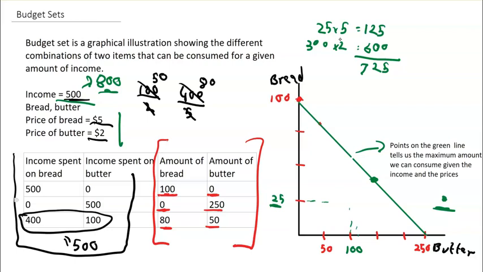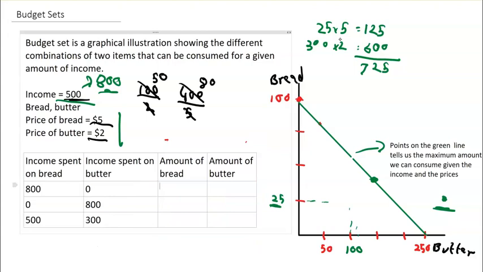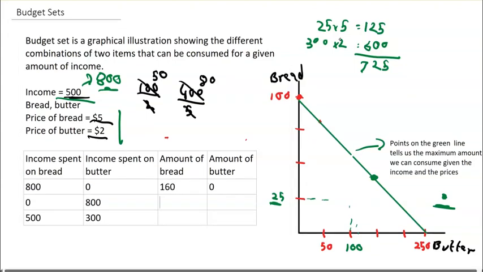So what will it look like? Now we have this number. If I spend all $800 on bread, now we are able to consume 160 units of bread, but no butter. What if I spend all my money on butter but not on bread? Then I cannot buy any bread, and the amount of butter I can buy is 400.